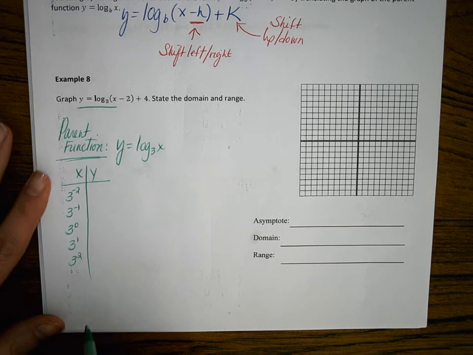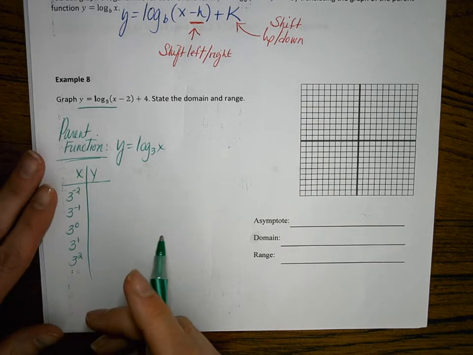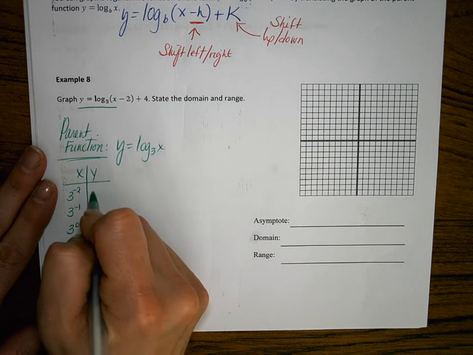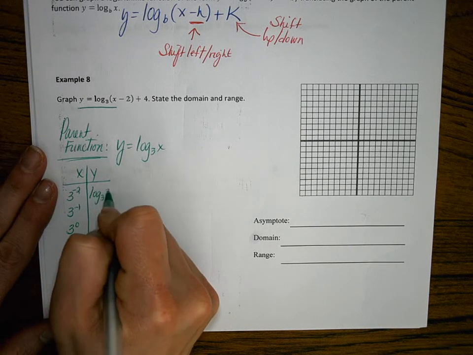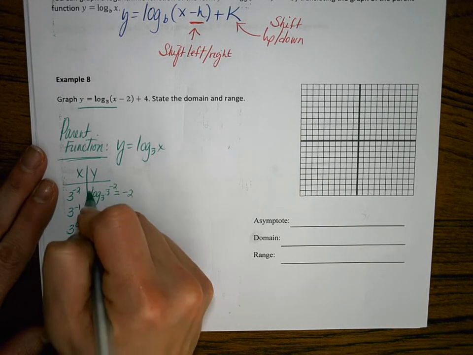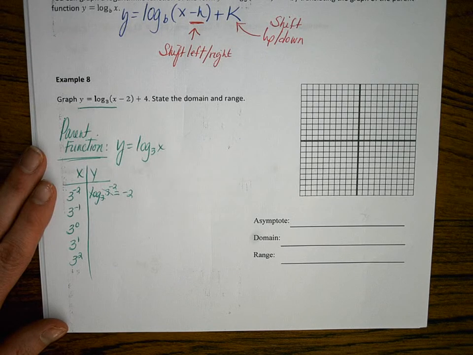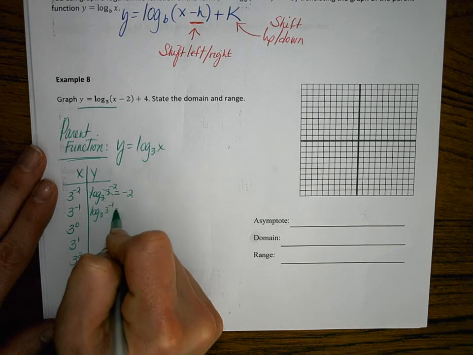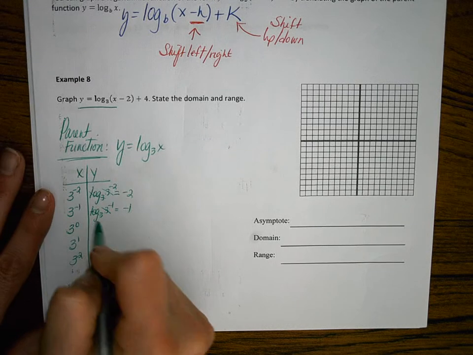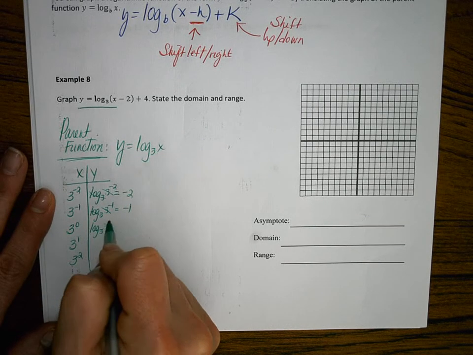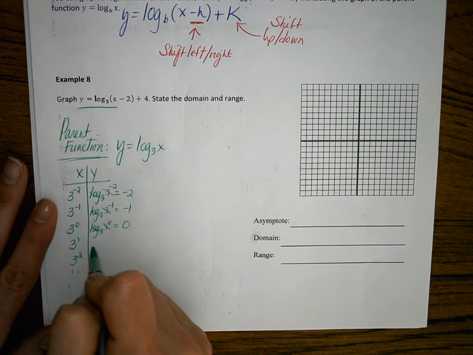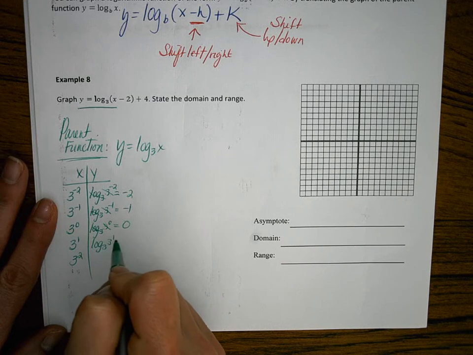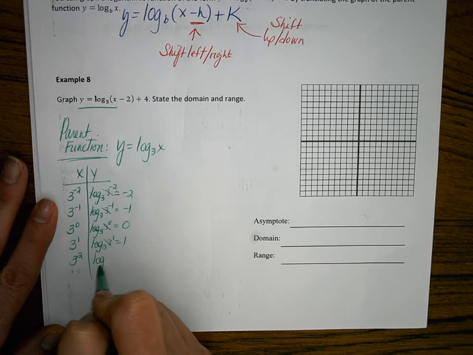Now for my y's, how do I find my y values? Log base 3 of 3 to the negative 2 power equals negative 2. Beautiful. The base of my log is the base of my exponent, so they cancel. When I'm finding a logarithm, I'm finding an exponent. Yep. Log base 3 of 3 to the negative 1 equals negative 1. Good. Log base 3 of 3 to the 0 equals 0. Perfect. Log base 3 of 3 to the first equals 1. And log base 3 of 3 squared equals 2.